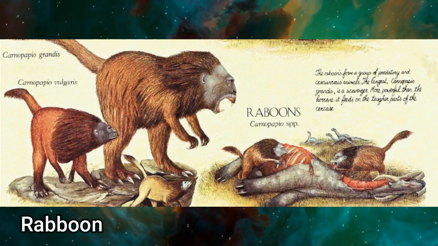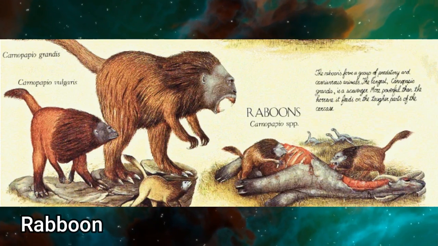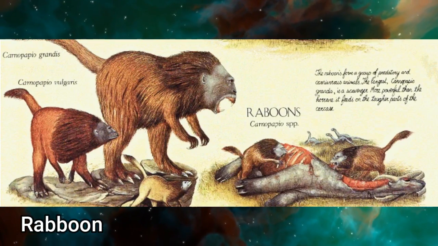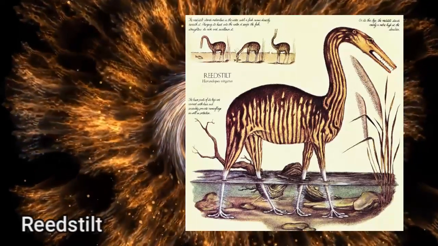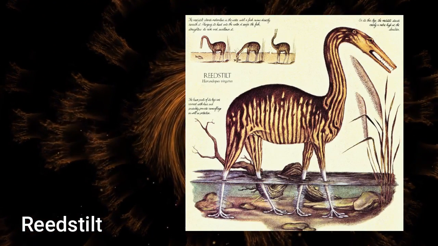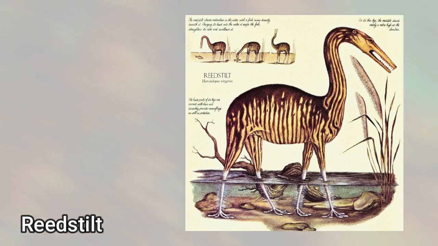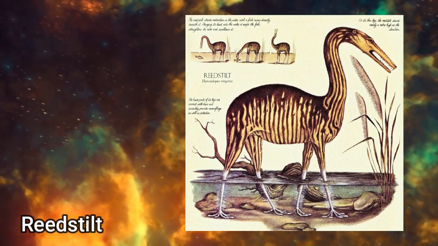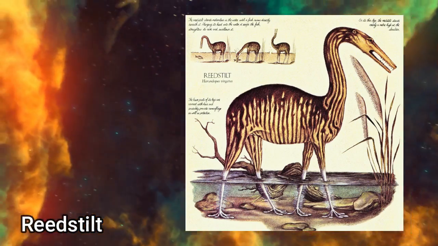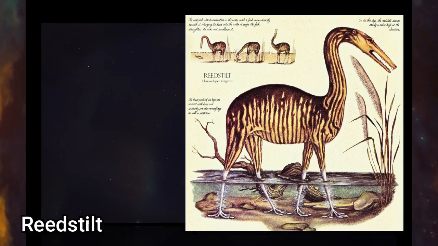In physical form, the raboon bears a distinct resemblance to the carnivorous, non-avian theropod dinosaurs that died out at the end of the Mesozoic. The reed stilt. A tall, almost dinosaur-like creature frequently found near riverbanks and lakesides in the wetlands of temperate woodlands and grasslands in the northern continent. It is about 1 meter high at the shoulder and weighs about 60 kilograms.